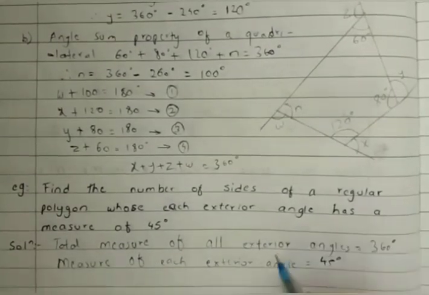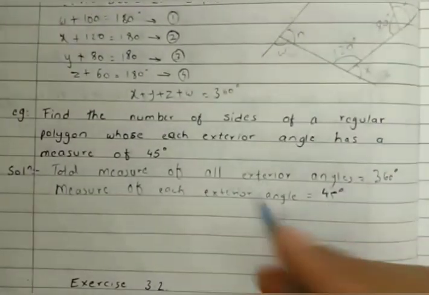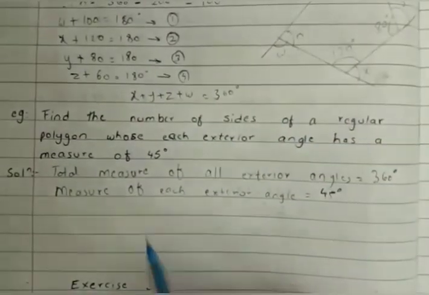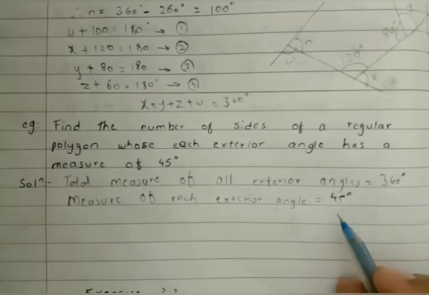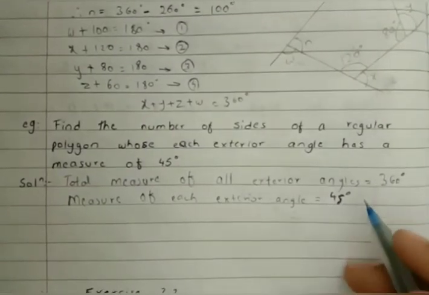That means the measure of each angle is 45 degrees, right? So now how will we find out the number of sides? Simple, we will divide 360 by 45. So we will get the number of sides of the regular polygon. Okay.